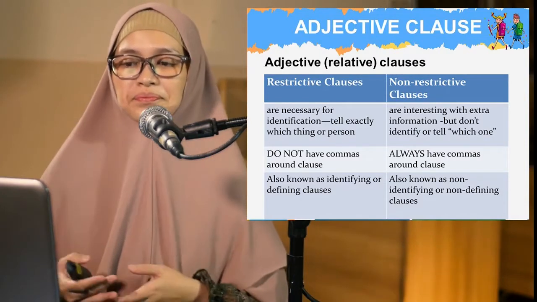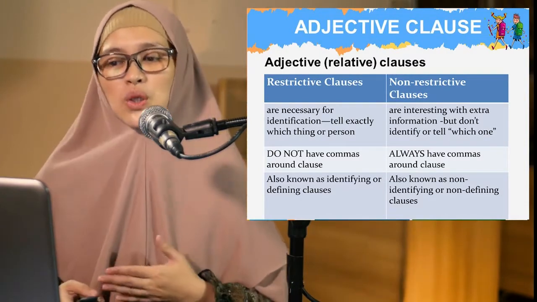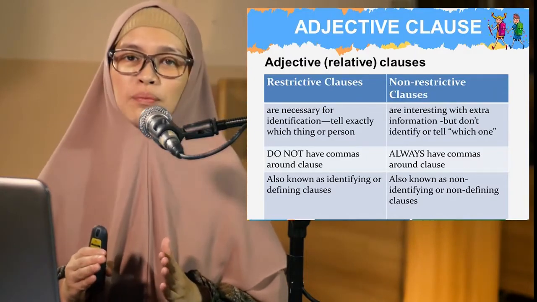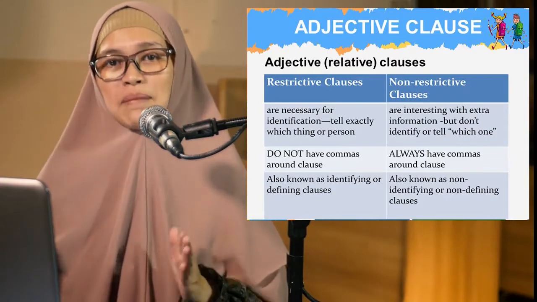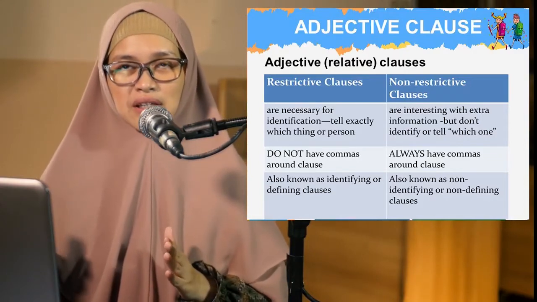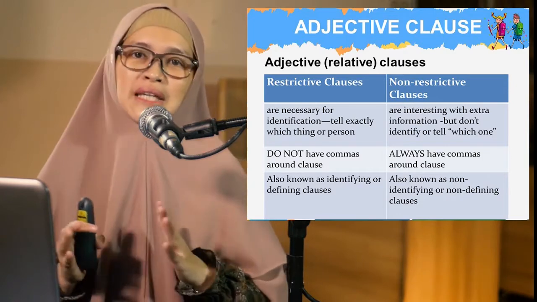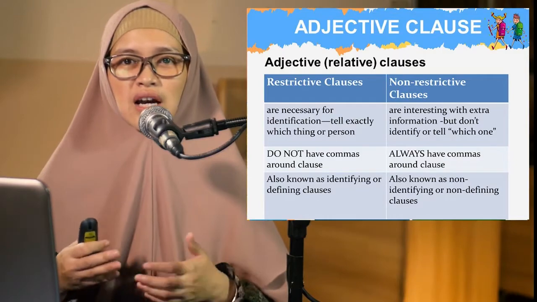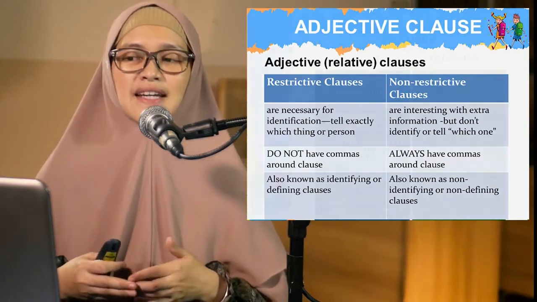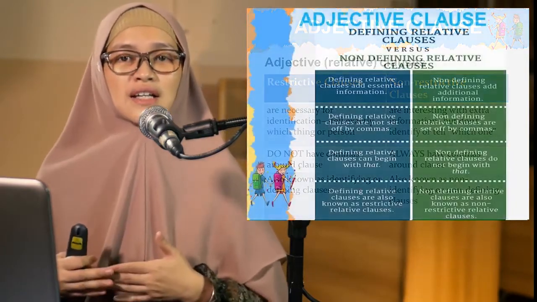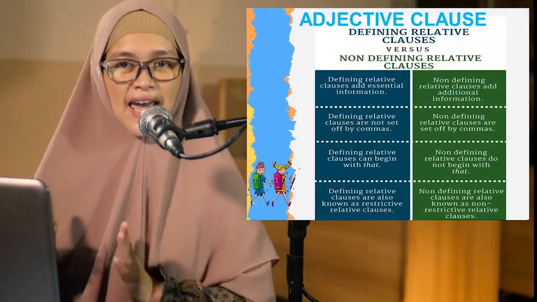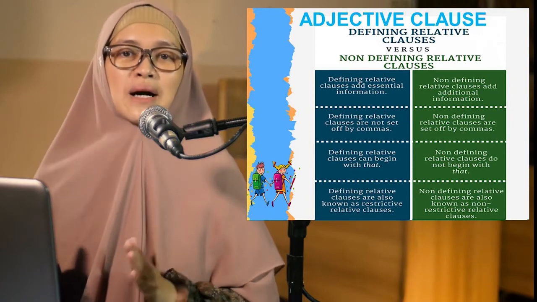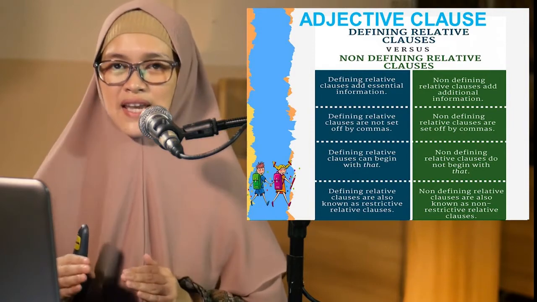Let's see here. Defining relative clauses add essential information, so we cannot omit the additional information because it is essential. If we omit it, it will be meaningless, or it's not giving us a complete idea. And non-defining relative clauses only add additional information. We can omit it, and the meaning remains the same.